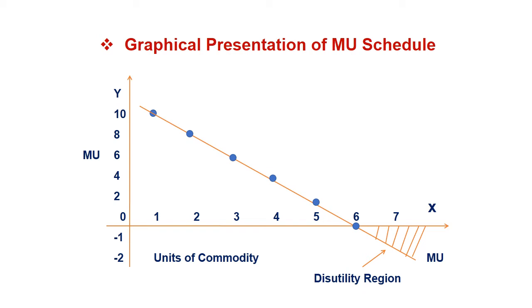Further, if the consumer consumes the seventh unit of the commodity, marginal utility goes to the negative region. It is shown by the shaded area, which is known as the disutility region. That is also known as dissatisfaction of the consumer.